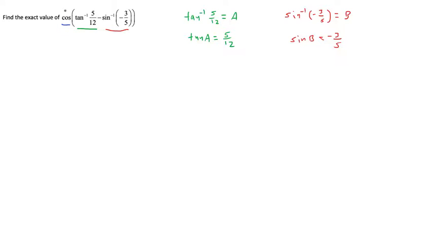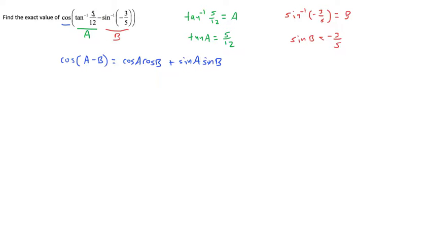So let's think about that again. This tangent inverse of 5 over 12 is just some angle A. And the sine inverse of negative 3/5, that's just some angle B. So really what we're dealing with is the cosine of A minus B. Hey, that's just a difference formula for cosine. The difference formula for cosine is cosine of A, cosine of B, plus the sine of A times the sine of B. So really, what we're trying to find is the cosine of A minus B. That's a difference formula for cosine.